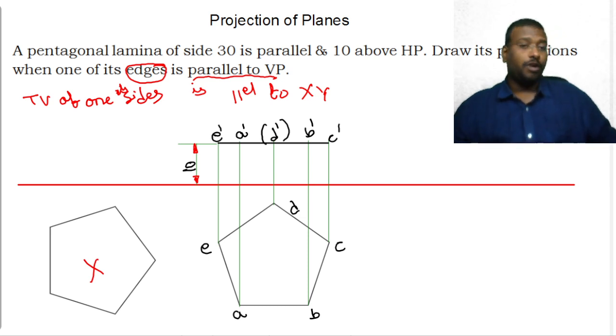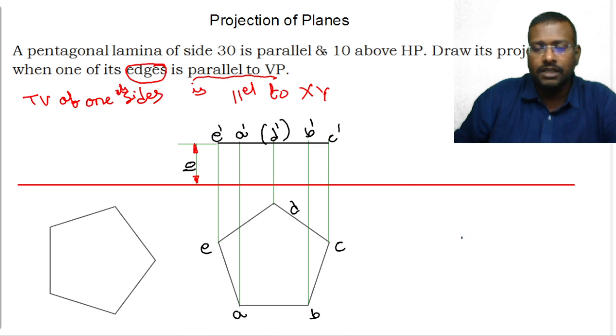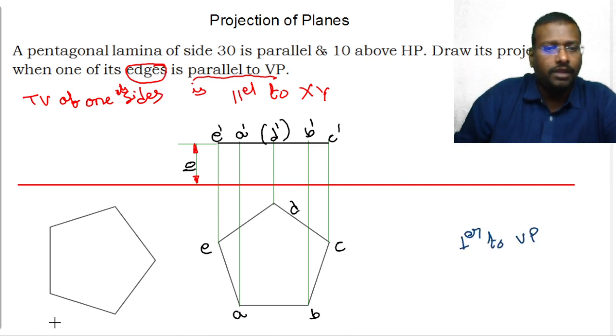No sir, if the problem gave that one of its sides is perpendicular to VP, then what will happen? This is your correct answer. So this is A, B, C, D, E. Then now we have to draw the projectors like this.